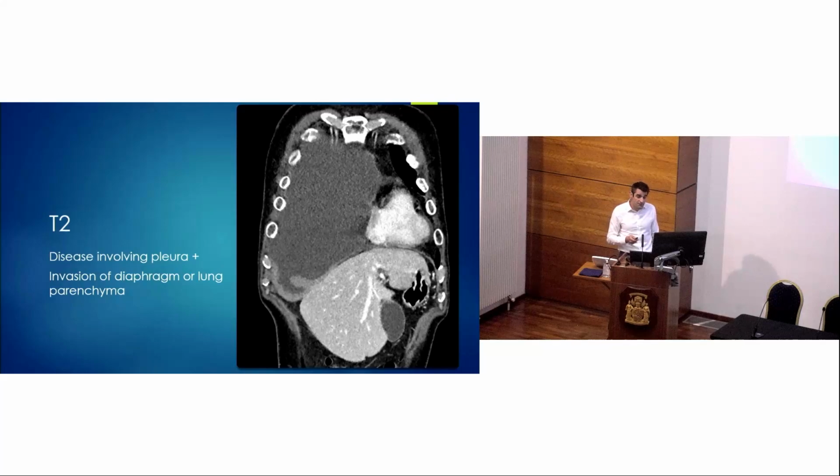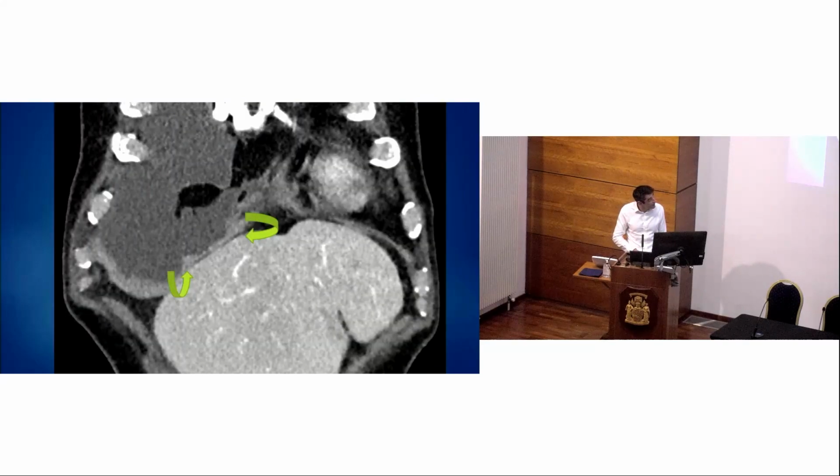So moving up through this is T2 disease. Now, T2 disease, by definition, has invaded through the pleura and into either diaphragm or lung parenchyma. Now, I think this is one of the more difficult. Early stage disease is difficult at CT. We're not very good at it. And T2 disease, I think, is particularly difficult because it's lung parenchyma and diaphragm. And I'll show you a picture here.